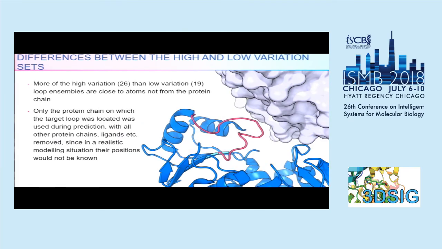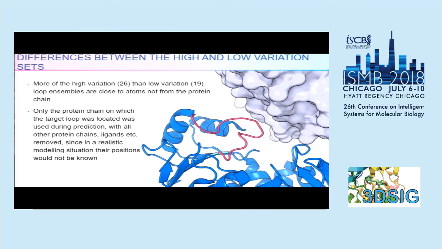The final difference is that more of the high variation than the low variation have atoms that are close that are not from that protein chain. So once again, you can think of this in the high variation. What you might be seeing is I've got an apo structure and then I've got the bound structure. And you go, well, yeah, then the loop moves. Except lots of times loops don't move when you do that, but sometimes they do.